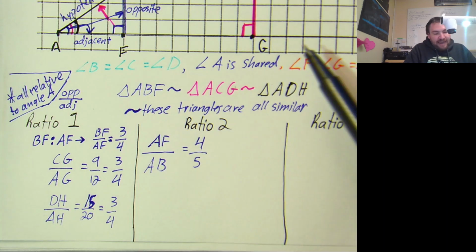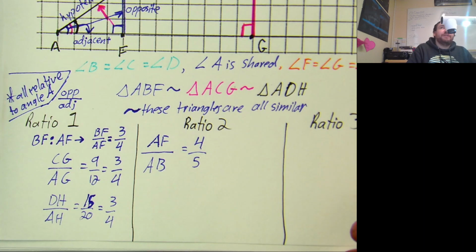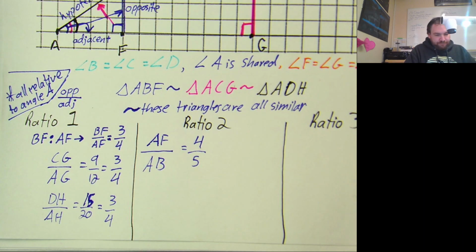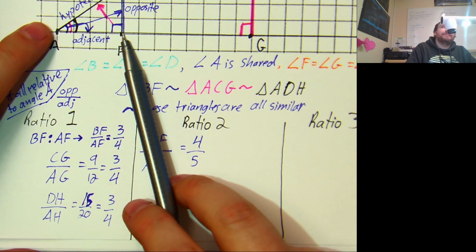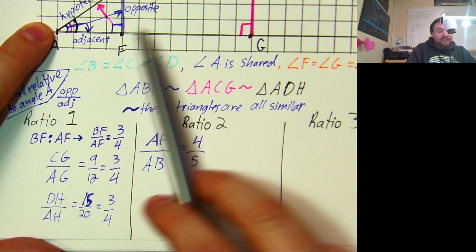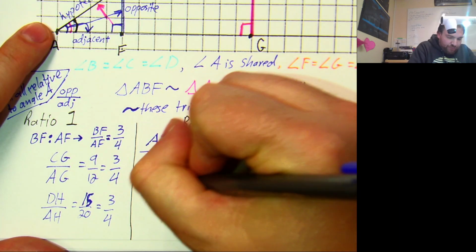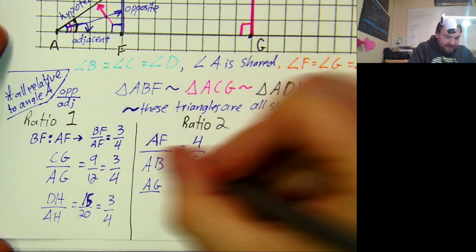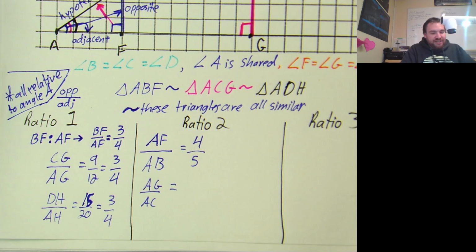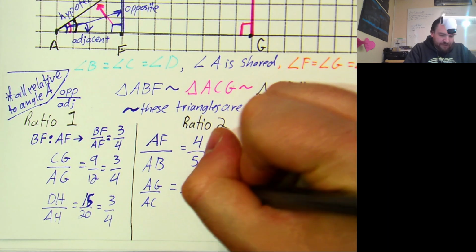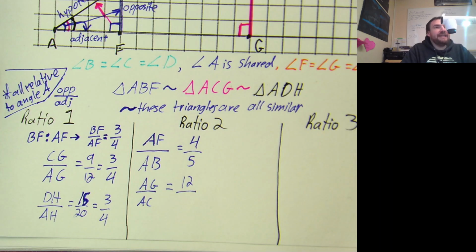I did AF and AB. What are my next 2 corresponding sides in the next larger triangle? Instead of AF, I'm going to look at which side in the bigger triangle? AG, good. And I'm going to do AG over what? AC. Cool. So AG is how long? It is, in fact, 12 long. That's cool. How long is AC, Presley, Amanat, or Rebecca?